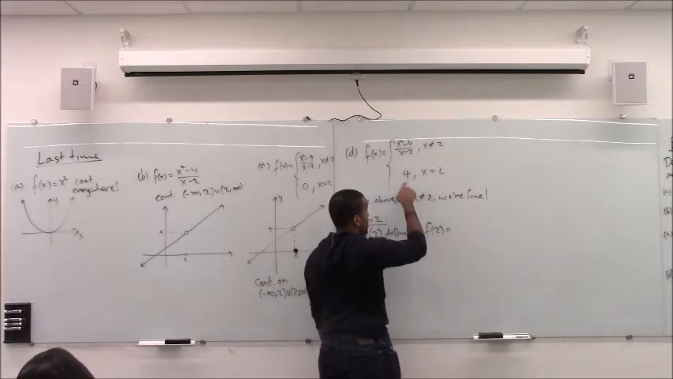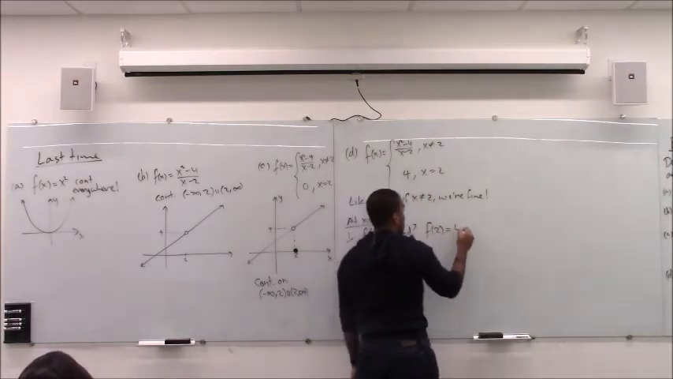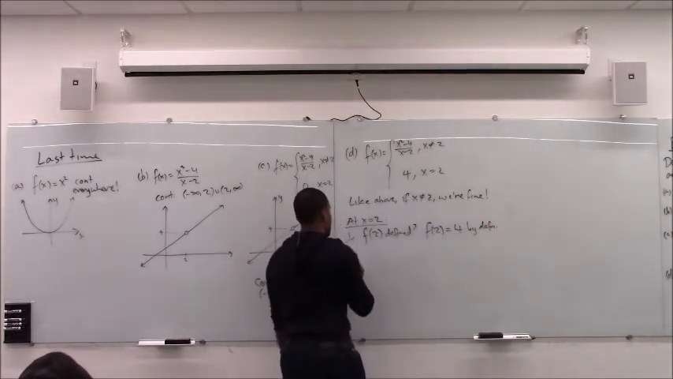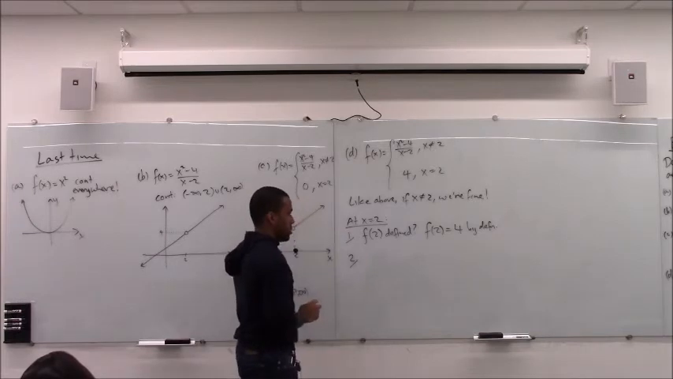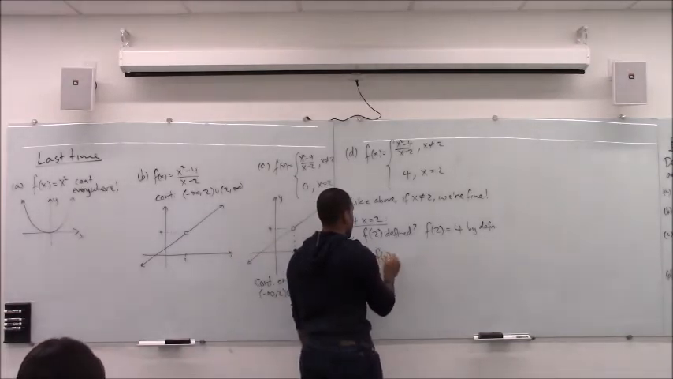Well, it's 4 by this definition. It says when x equals 2, the function outputs the value 4. So that happens by definition. Okay, now what's the second thing you wanted to check? Yeah? The limit of the function approaching. Does the limit exist? So, does that guy exist?